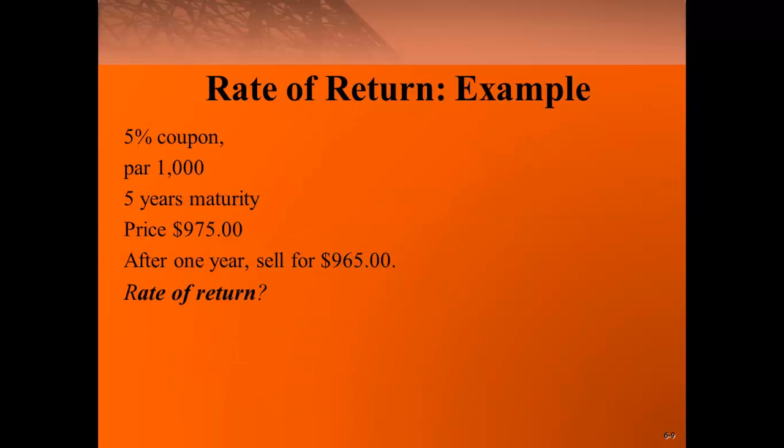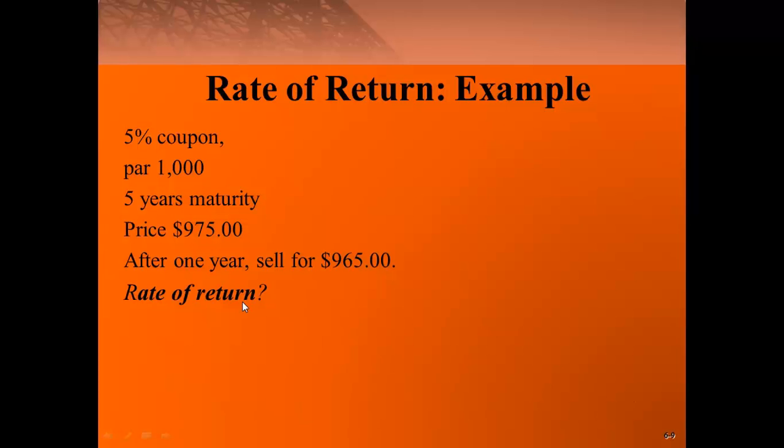So let's do an example. A bond that has a par value of 1000 has a coupon of 5%, which means 5% of 1000. The coupon is $50, and it has 5 years maturity. Its price today is $975.00. We bought this at this price and sold it after 1 year for $965. So why did we use the par? The only reason we had par is to get the coupon dollars. So in 1 year, we paid $975 today, received $965 after 1 year, and received a coupon of $50.